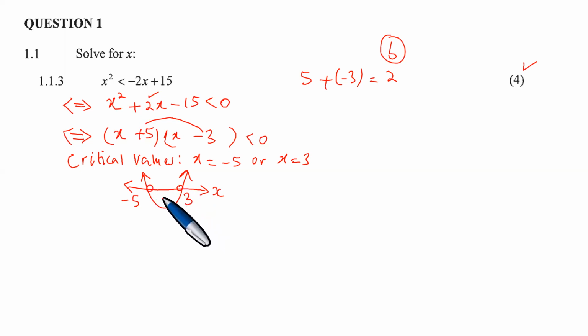We don't shade these circles, but moreover, we realize therefore that this is less than 0, and less than 0 means we are dealing with a negative expression. Negative expression is below, because above the x-axis is positive and below it's negative. So we are looking at the part that is at the bottom of the x-axis. So at the bottom of the x-axis, therefore, we have that minus 5 is less than x less than 3.